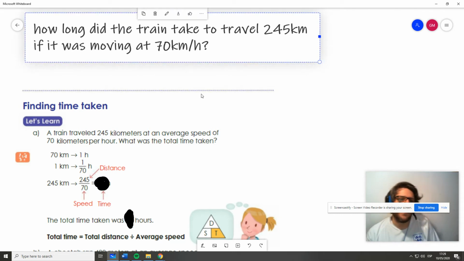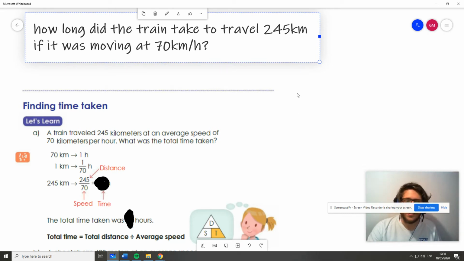And I mean, we can figure out a rough idea. 70, 140, 210, 280. So it's going to be more than 3 hours, but less than 4. But obviously, I would like us to be a little bit more specific.